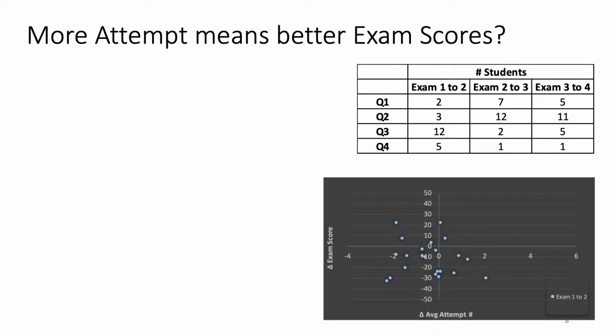Do attempts really lead to higher exam scores? Because that seemed to be what I was suggesting. So, first exam, this is the grade distribution. On the x-axis is the number of attempts that increased from exam 2 to exam 1. On the y-axis is their score change, whether it's increasing or decreasing. And so from the second exam to the first exam, we see a lot of students didn't do as well. From the third exam to the second exam, we see a lot more students doing better.